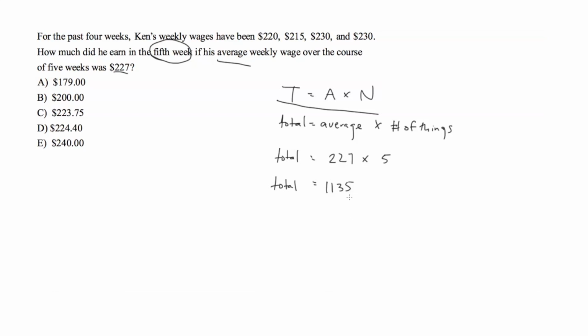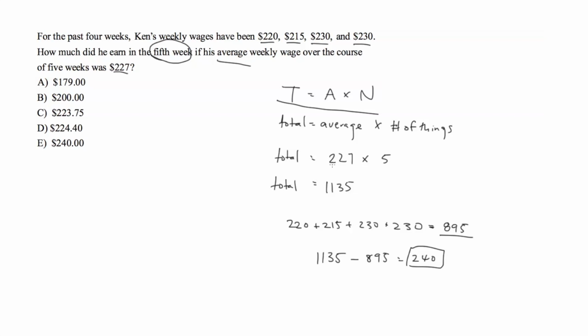Now, Ken has already earned some. He's earned four weeks worth of wages so far, and if he wants a total of 1,135, we need to deduct these amounts from that. So we can add up all of these prior weeks' wages, and if you punch that into your calculator, you should get $895. In order to find the 5th week, we take the total of all 5 weeks minus what we get for the 4 weeks worth of wages, and we get the final answer, which is $240.